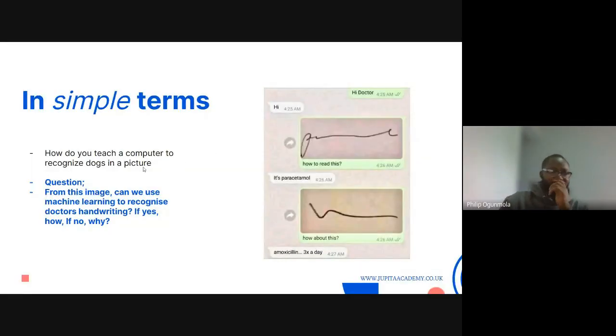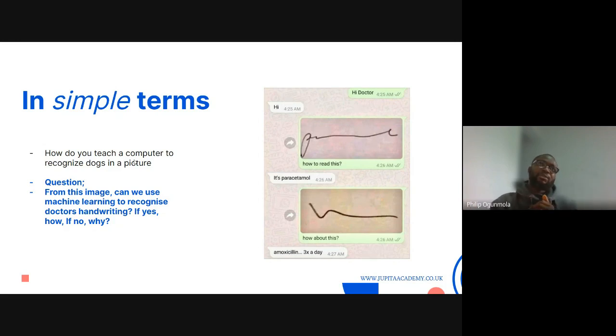So in simple terms, how do you teach a computer to recognize dogs in a picture? Let me explain how machine learning works. When I say machine, have in mind a computer, a human being, or a child. So how do you teach a machine to recognize dogs in a picture? You show that machine a large number of pictures of dogs.